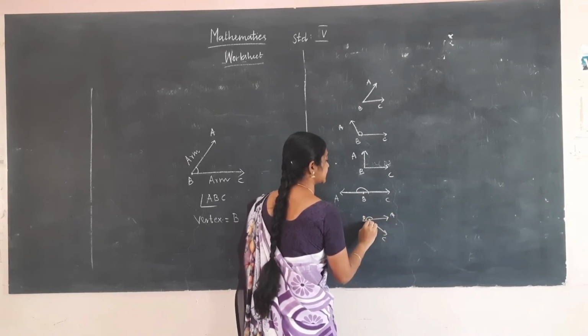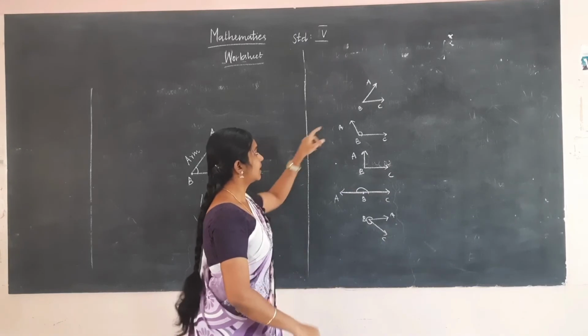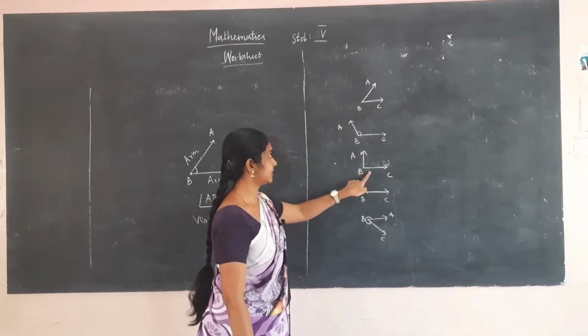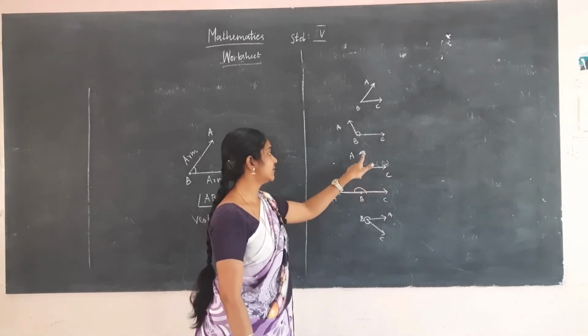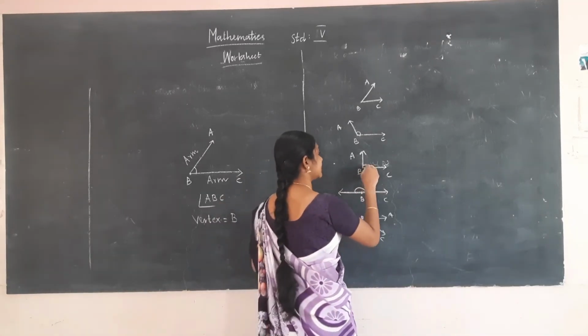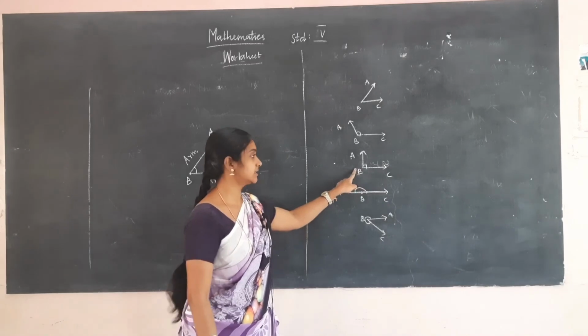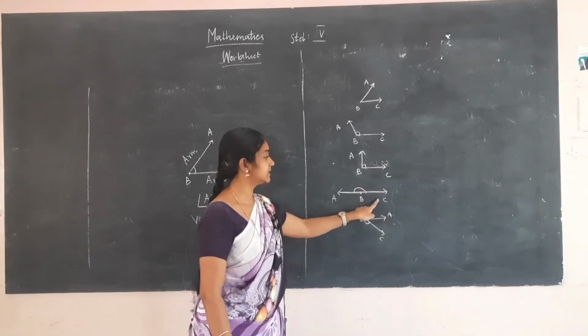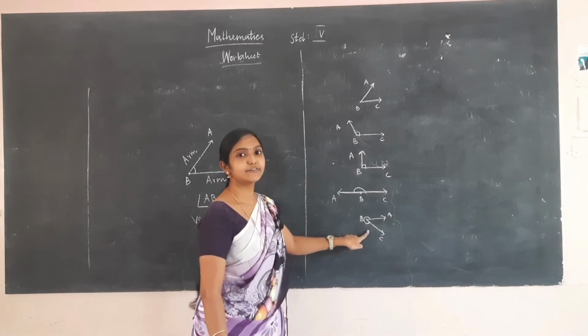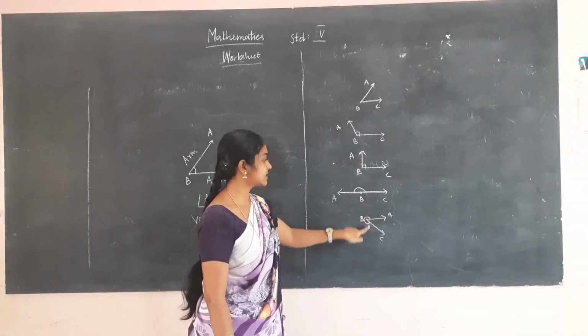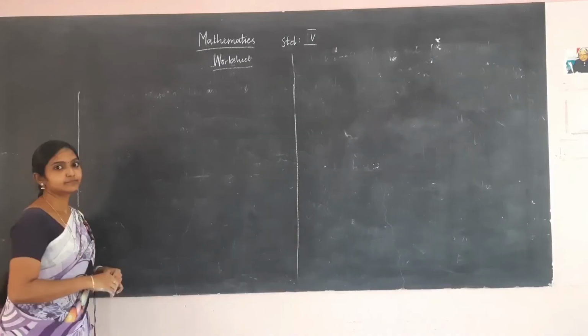This is reflex angle. Acute angle is less than right angle. Obtuse angle is greater than right angle. If the angle is in L shape, then we call it as right angle. This is straight angle. Straight angle is greater than obtuse angle. This is reflex angle. Reflex angle is greater than straight angle.